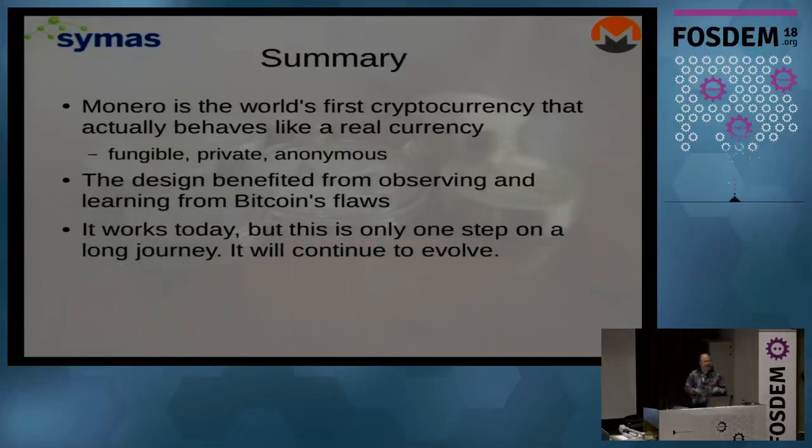The design of Monero obviously benefits from being a second mover. We can look at what Bitcoin did, we can look at the problems that it has, and say, well, how do we fix those problems? So Monero works a lot better than Bitcoin simply because we could see what Bitcoin was doing. And it works well enough for today, but obviously there's challenges that remain to be solved going forward.